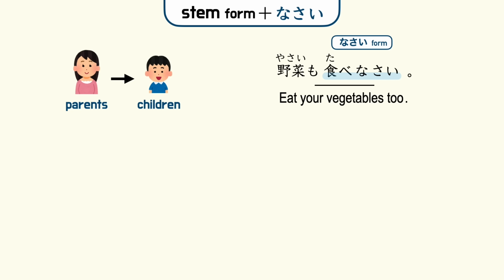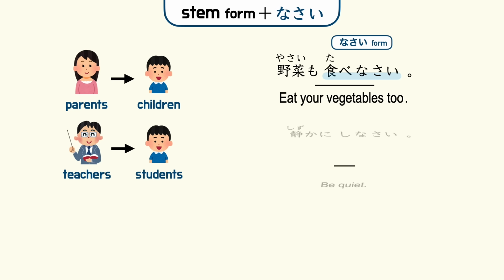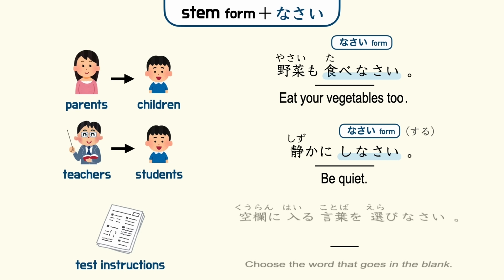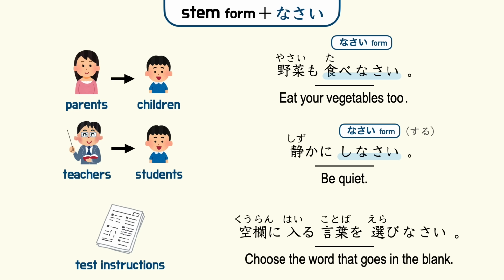野菜も食べなさい. Eat your vegetables too. 野菜も食べなさい. From teachers to students. 静かにしなさい. Be quiet. 静かにしなさい. And it's also commonly used in test instructions. 空欄に入る言葉を選びなさい. Choose the word that goes in the blank. 空欄に入る言葉を選びなさい.